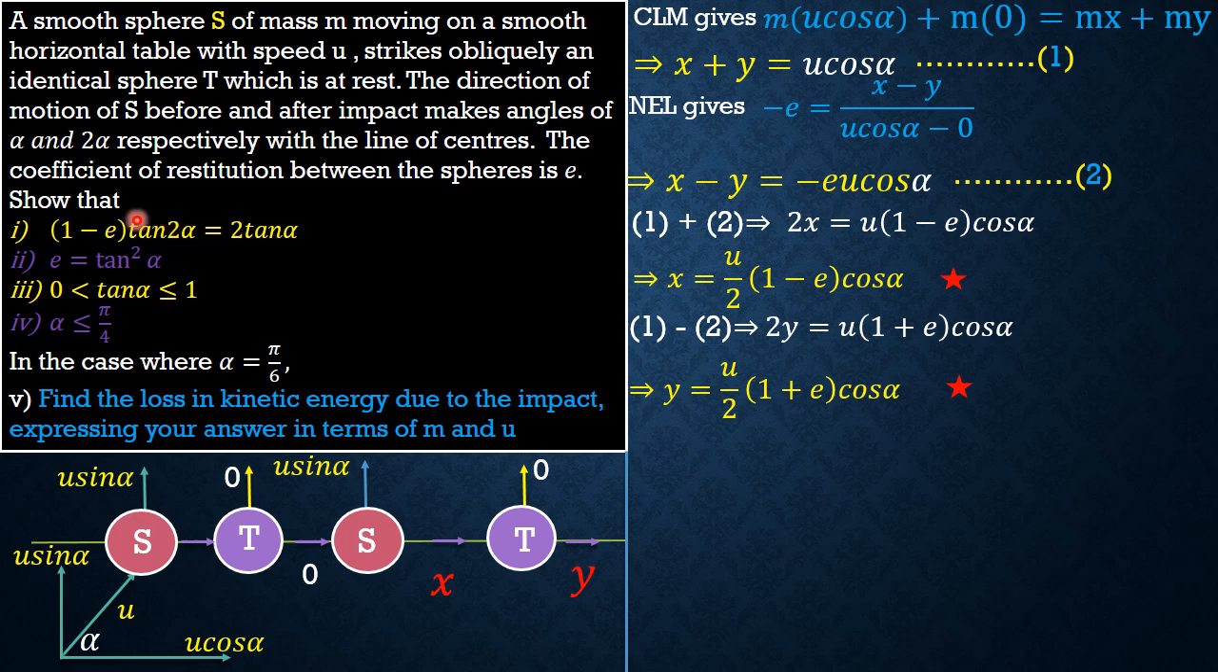All right, let's start, guys. The question said that the direction of motion of sphere S before and after impact made angles of alpha and 2 alpha respectively. So after impact, the direction of motion of sphere S is going to be 2 alpha to the line of centers. We can indicate here the new direction of motion of sphere S, and the angle it makes with the line of centers is 2 alpha. Good. With this, we can construct a right angle triangle and observe what is actually happening.